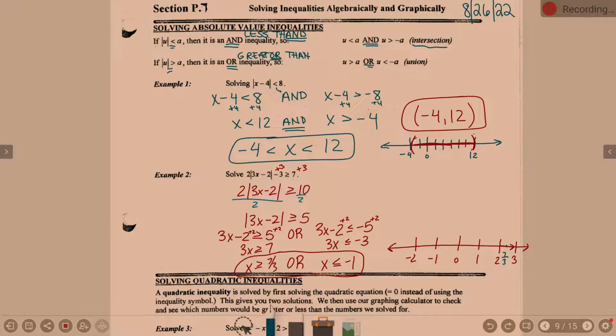What are we doing? If it's x greater than or equal to 7/3, you're going to make a bracket and you're going to shade to the right. X less than or equal to -1. What are we doing there? Less than or equal to, you're shading to the left, and it's a bracket. Remember, the bracket and parentheses open towards wherever the shading is.